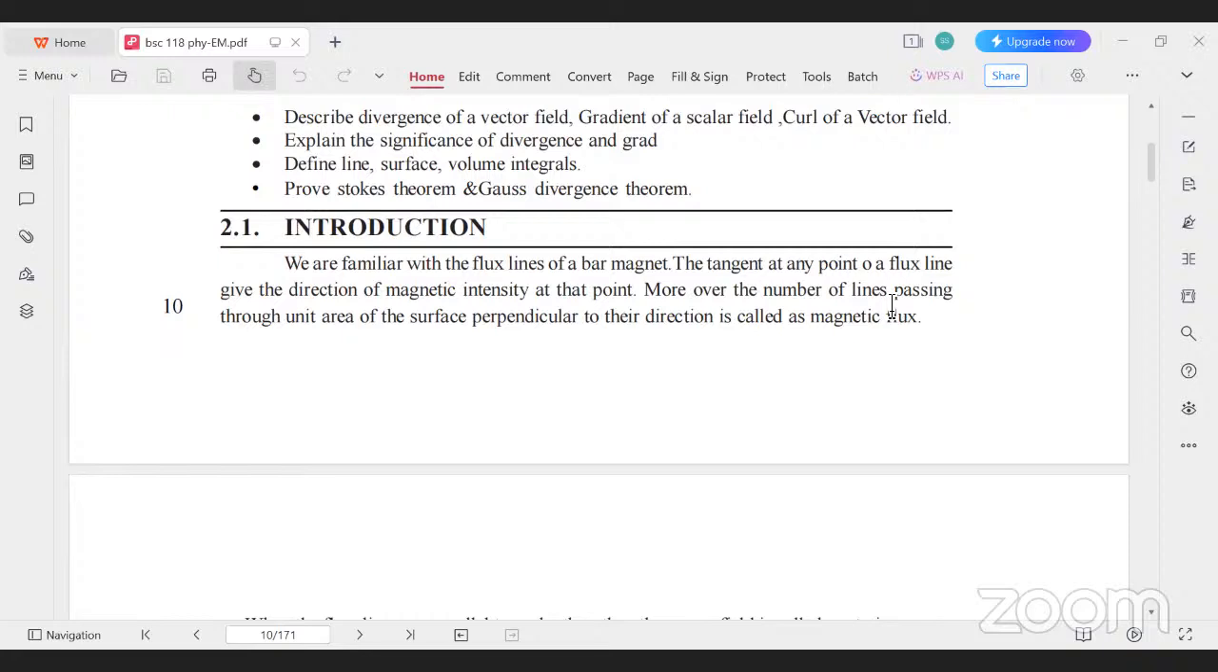A flux line gives the direction of a magnetic intensity at that point. See, what I mean is how the shape looks. Somewhat circular shape, like current is flowing? No, no. If I'm taking a circle, for example, an iron sheet which I made into a circle shape.